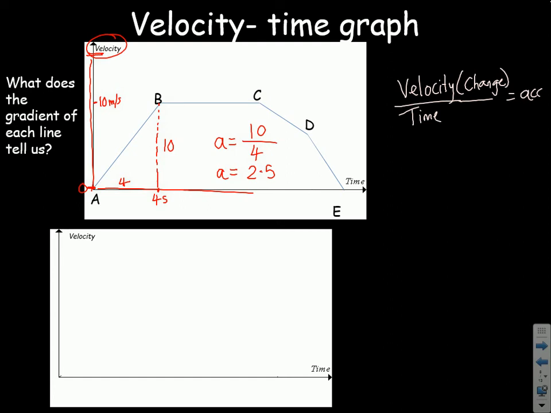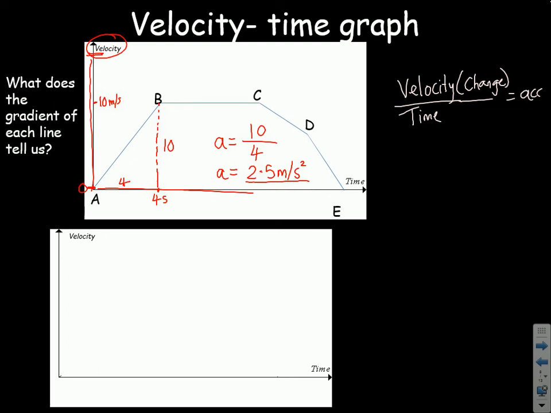Now don't forget, in the exam you need to make sure that you put the units, and because we're talking about acceleration, we're talking about meters per second squared. Meters per second per second. Okay, so 10 divided by 4 gives us 2.5 meters per second squared.